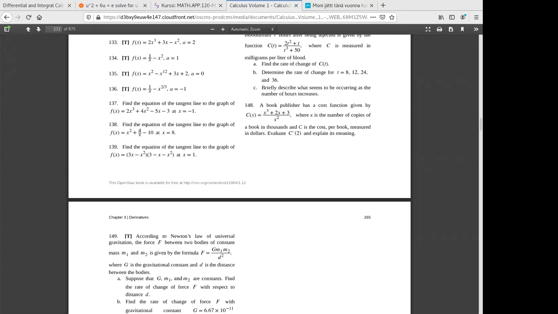This is not yet finding anything about the derivative, but you simplify it to this, and then you use the sum rule. Find the derivative of x squared, which is 2x, plus, and 2 becomes 0, plus 3 times x to the minus 1. Applying the rule there, we get minus 3 times x to the power of minus 2.